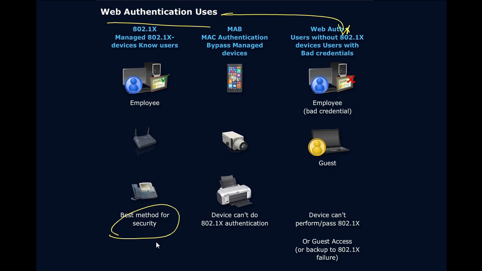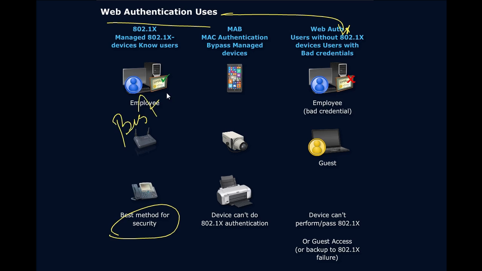We can audit where Joe's been. We know Joe is Joe. That is the best security method, using 802.1x and a radius server and all the goodies like we talked about. This is the best. Okay? And for most of our enterprises, this is what we want to use.